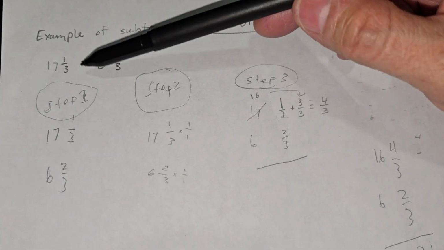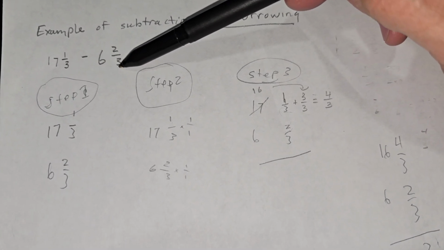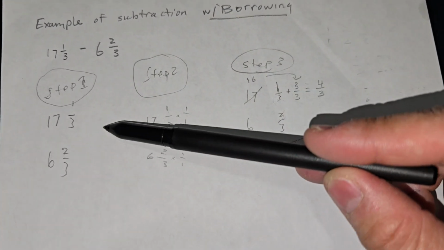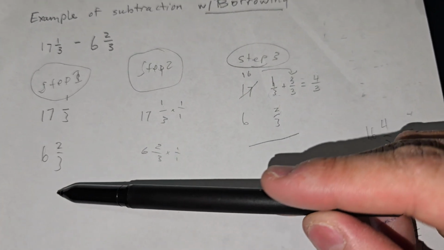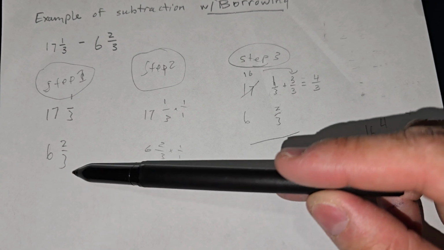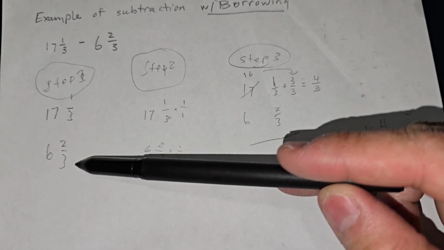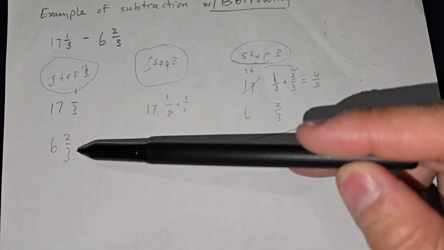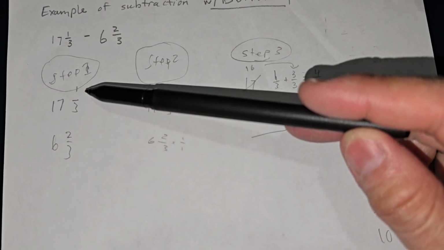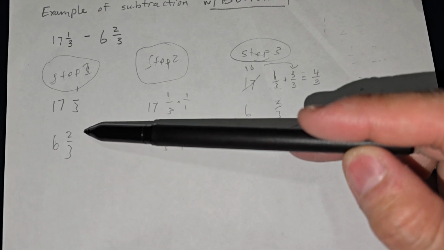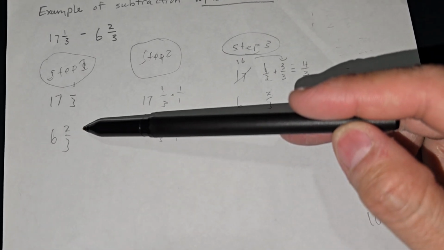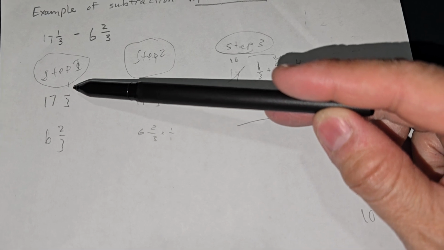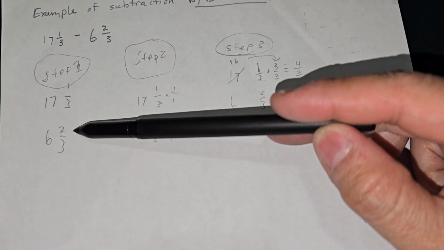Okay, so step one, we need to write the problem vertically. So 17 1/3 minus 6 2/3. So we write it out vertically. Okay, and the next thing we check for is a common denominator. And yes, we do have common denominator here. So technically we can do the subtraction. But in this case, 1 minus 2, we can't do that. So we need to make the numerator up here bigger than the number down here.